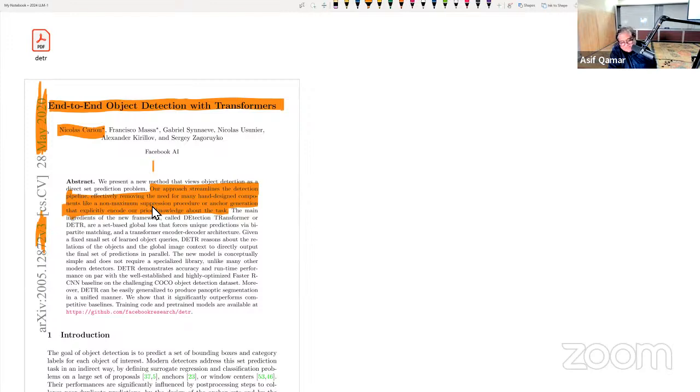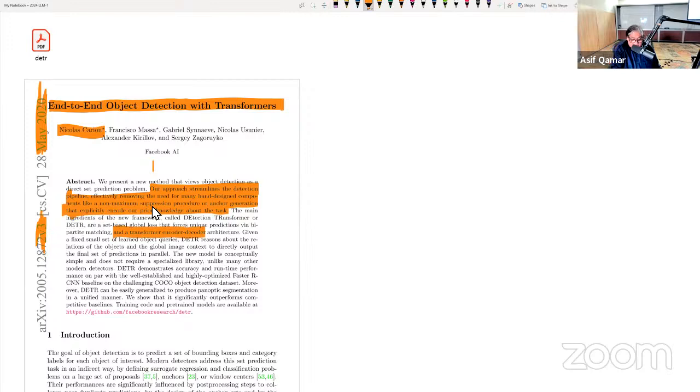The main ingredient of the new framework, called a detection transformer or DETR, so now we know where DETR comes from, are a set-based global loss that forces unique predictions via bipartite matching, and a transformer encoder-decoder architecture. Now, if you are not familiar with these terms, you'll feel suitably lost. So let's read it backward and see which of those words in this long sentence make sense.